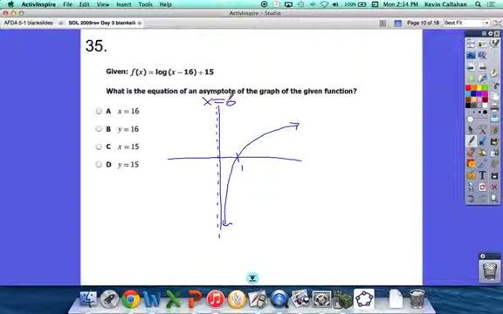Now, which one of these here is going to shift that graph and the asymptote? Does it shift the graph to go up 15? Does it shift the asymptote if we move this whole graph up 15? No. Does it shift the asymptote if I move the whole graph right 16? Yes. Now where's the asymptote? X equals 16.